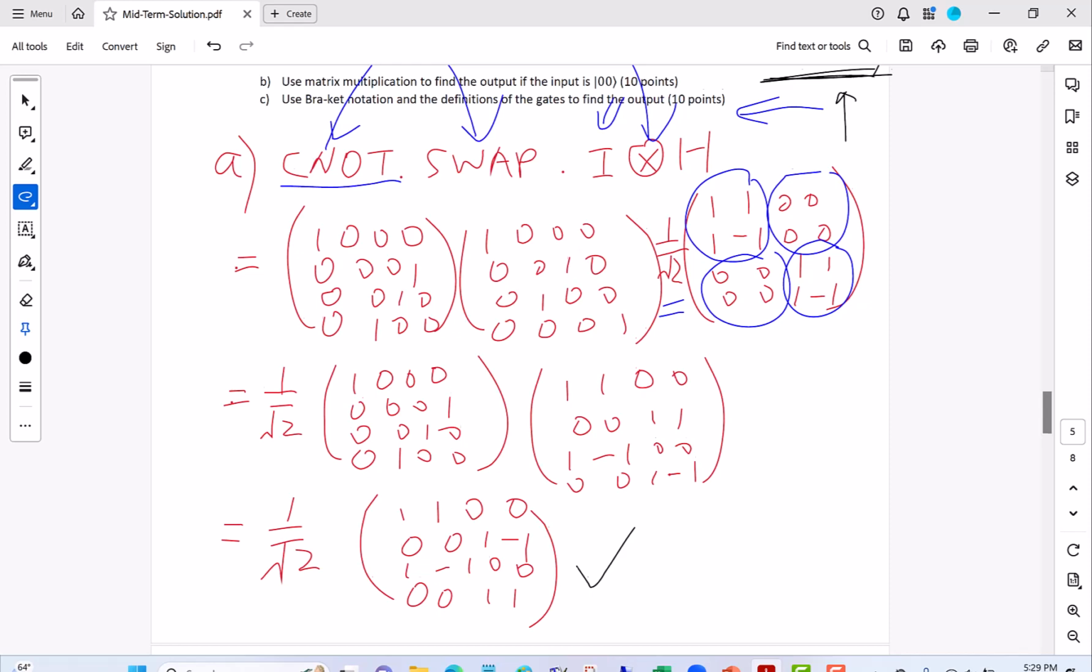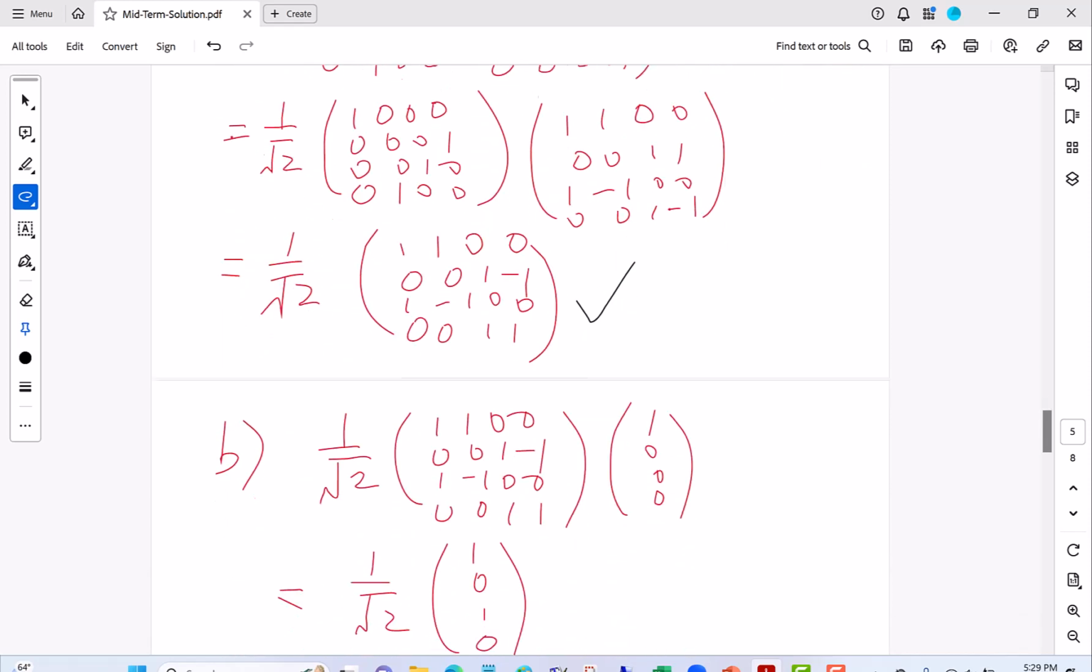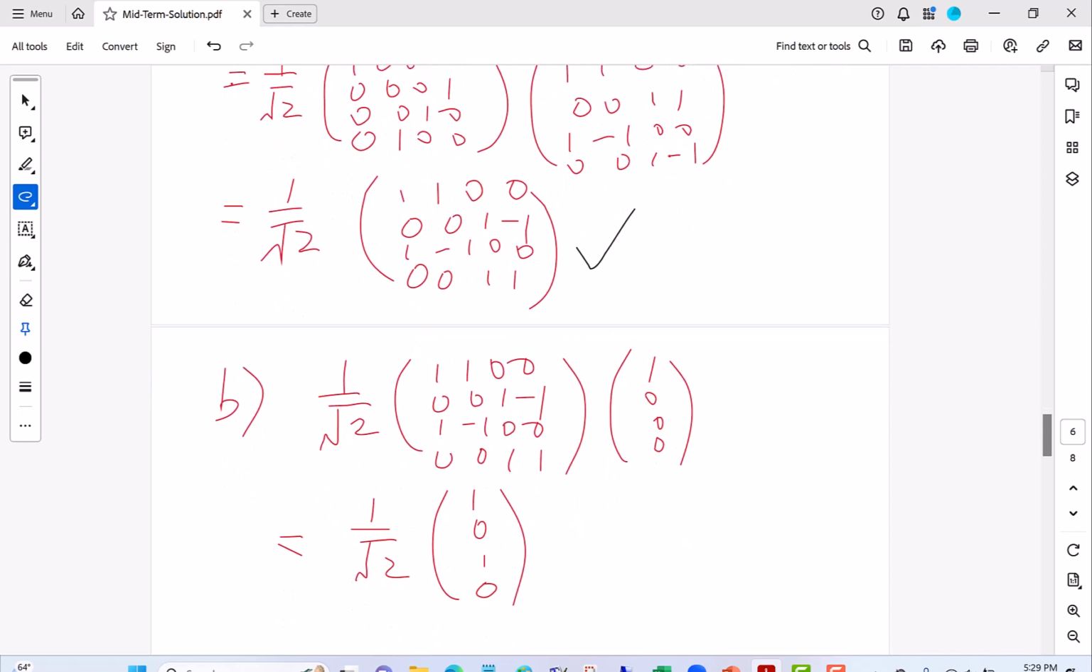Then the second question is, what if the input is 0, 0? What is the output? I ask you to use matrix multiplication. Then all you need to do is, again, come up with this vector. This means I have 1 component of 0, 0, 0 components of 0, 1, 1 component of 1, 0, and then 0 component of 1, 0, thank you. And then 0 components of 1, 1, right?